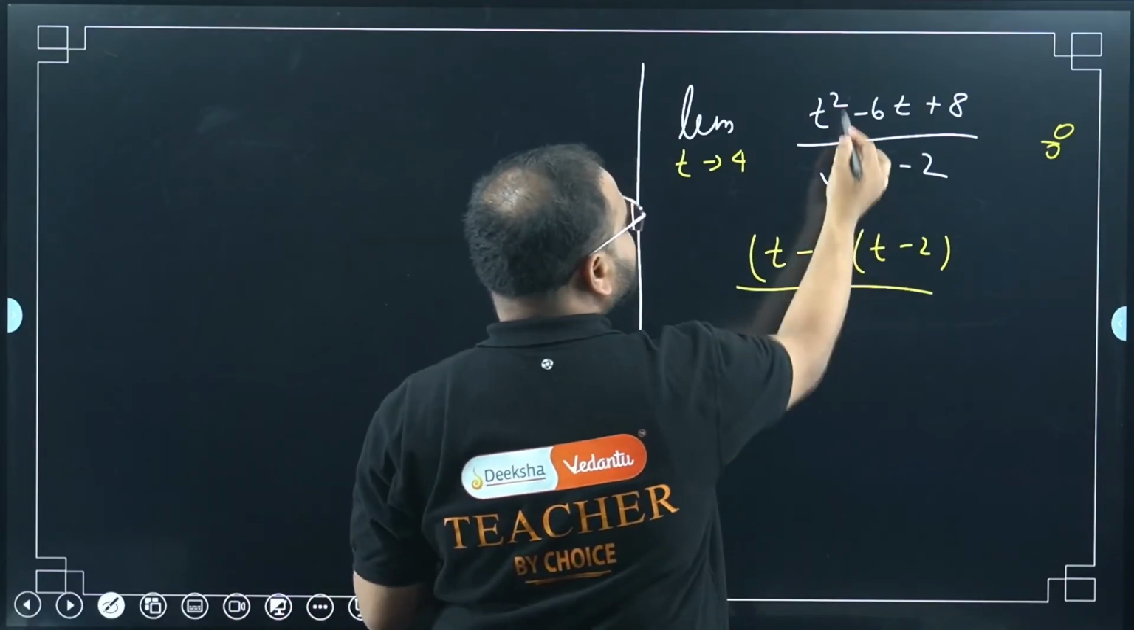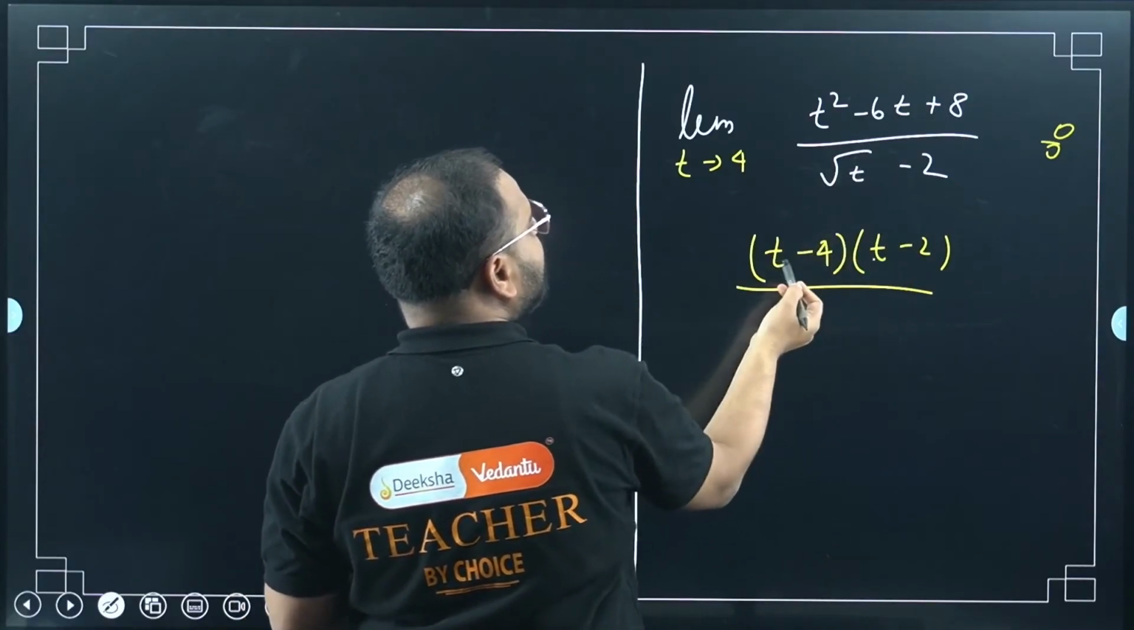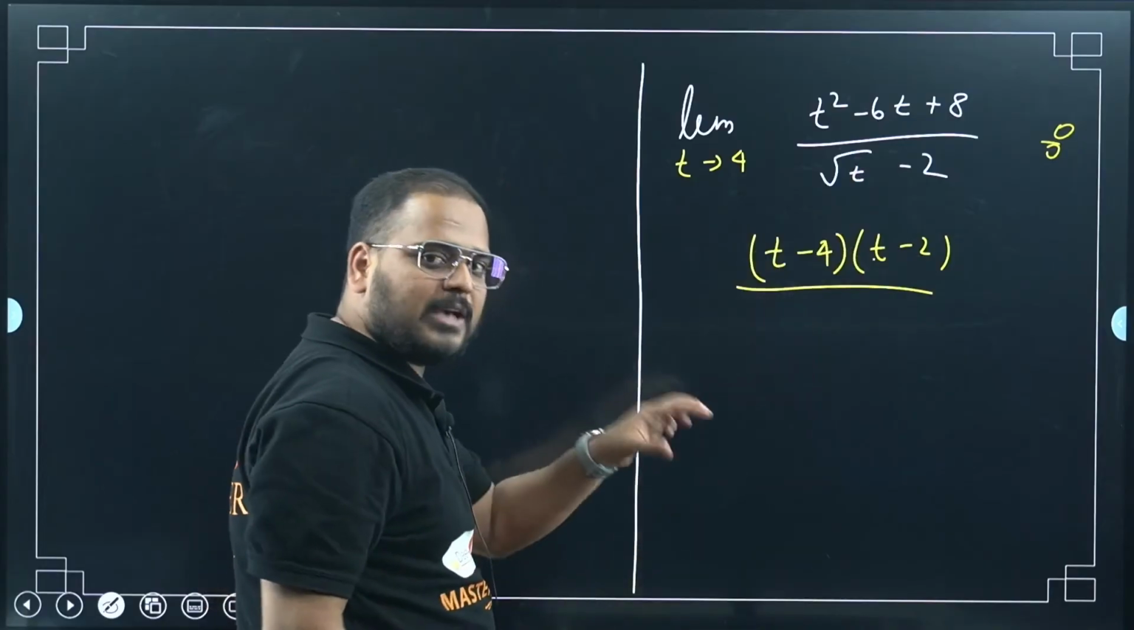Okay? t into t, t square. Minus 4 into minus 2 is plus 8. Minus 4 into t is minus 4t, and minus 2 into t is minus 2t. Minus 4t minus 2t is minus 6t.